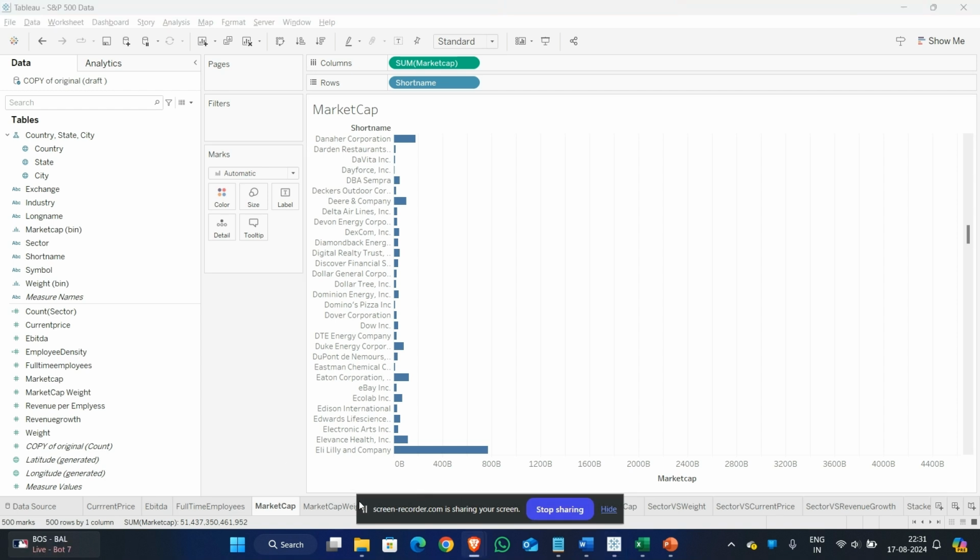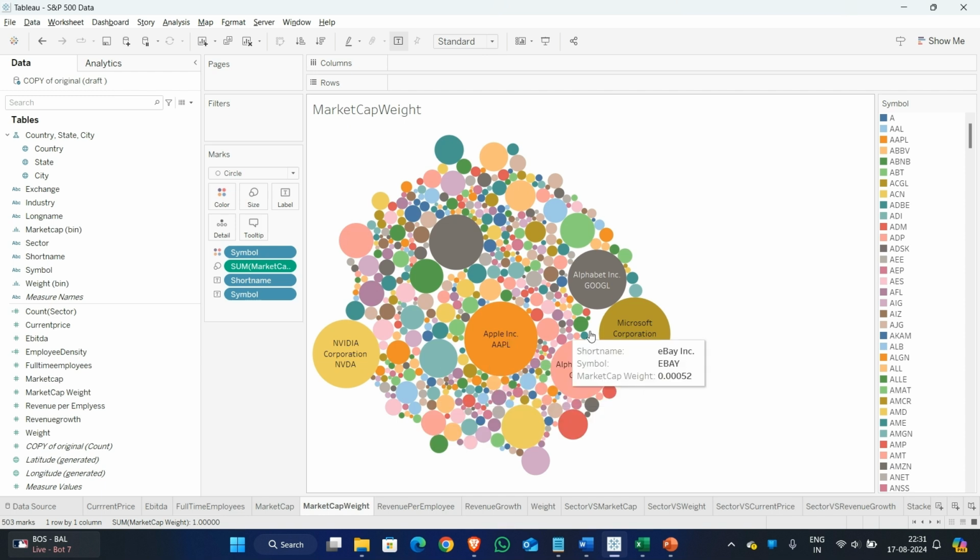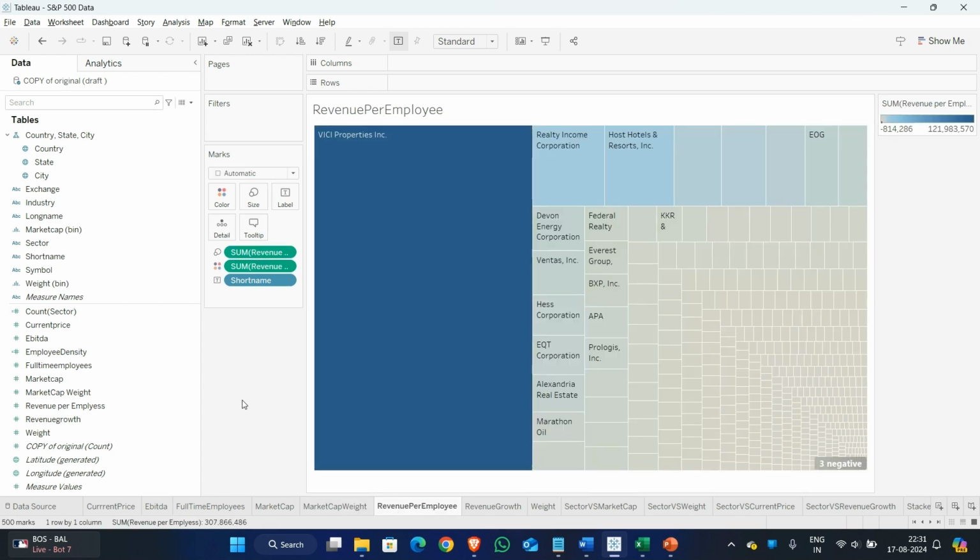And for the market cap weight, I chose a bar graph, sorry, bubble chart. From this visualization, we can see that Apple, Nvidia, Alphabet, and Microsoft are dominating in terms of market weight. Next, we go to the revenue per employee, and from this tree map, we can clearly say that VICI Properties has been dominating in this region.